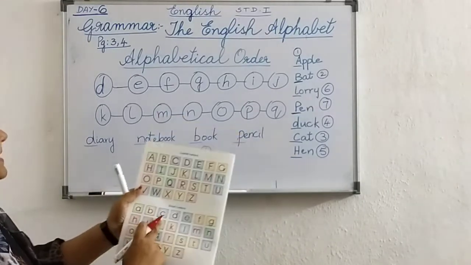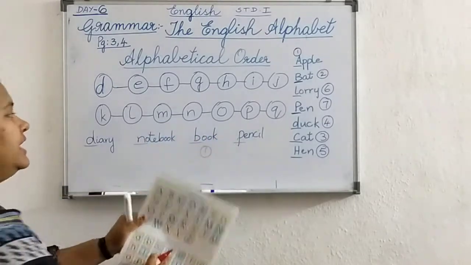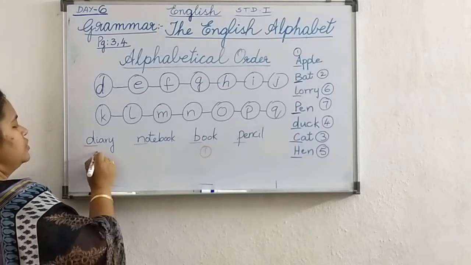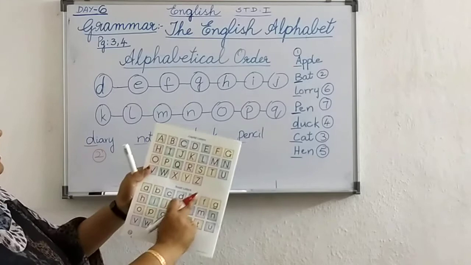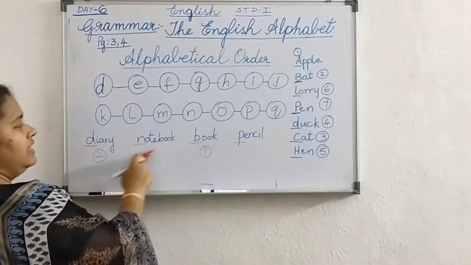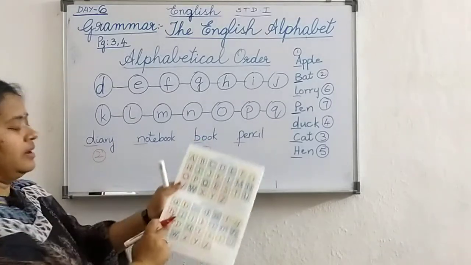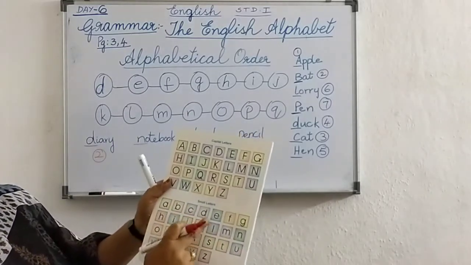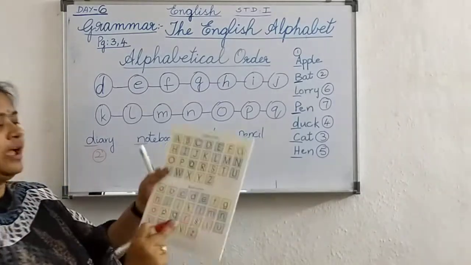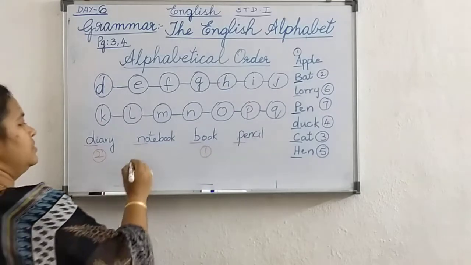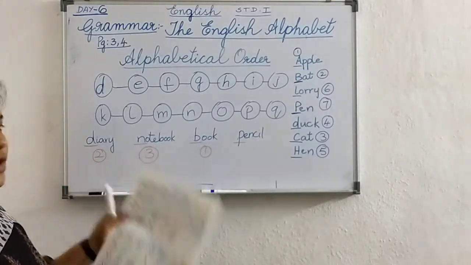Next, B after C. Is C there? No. Next one, D. After C, D is coming. So here D is there. So this word will come second. D after E, F, G. E, F, G, not there. H, not there. I, J, K, L, M, not there. N, yes. So third word is notebook. Third order is notebook's order.